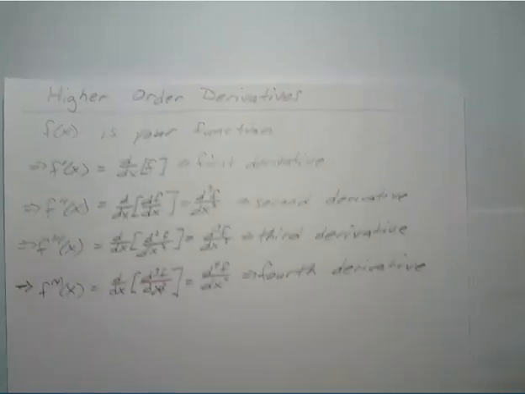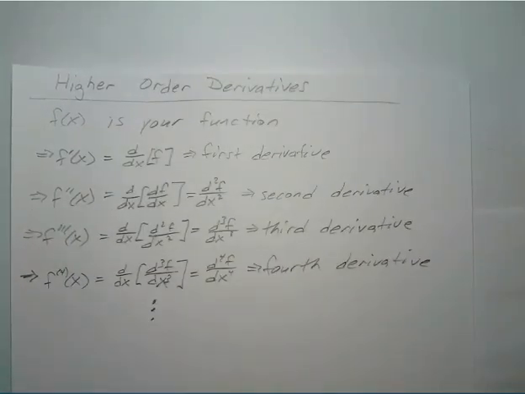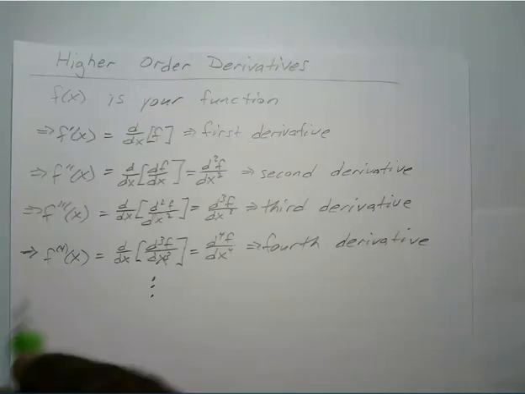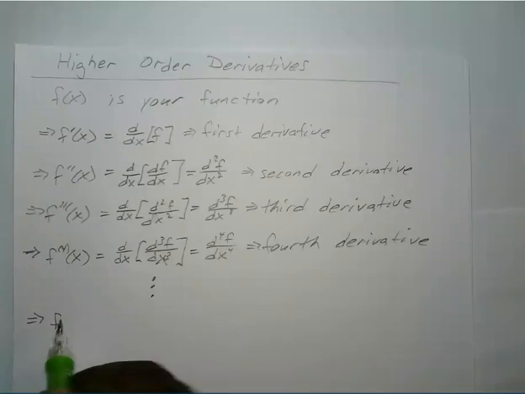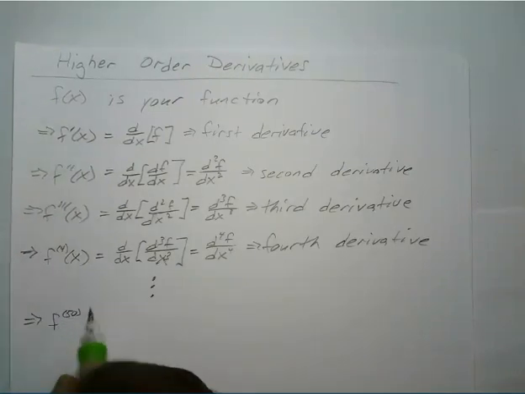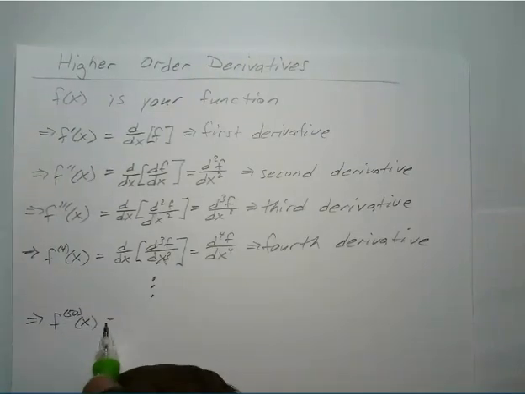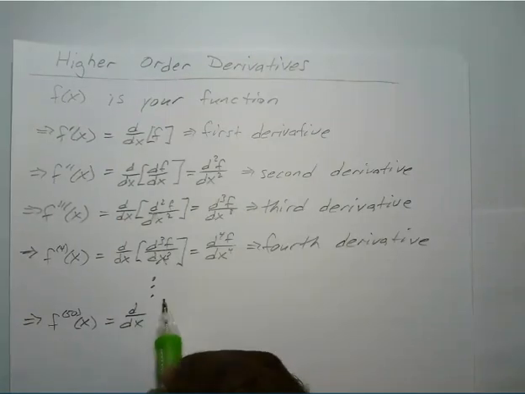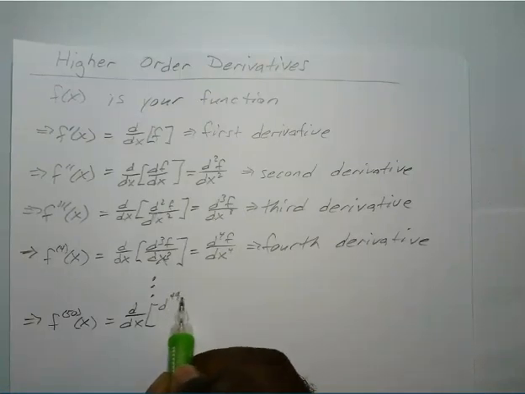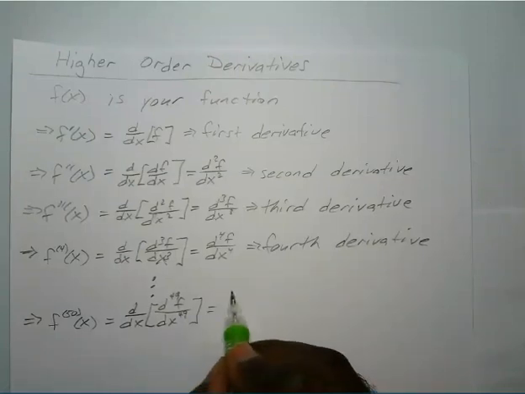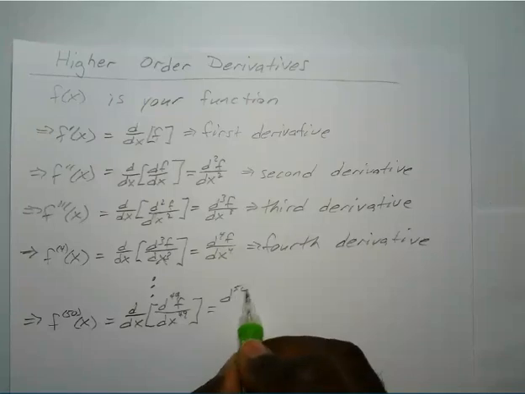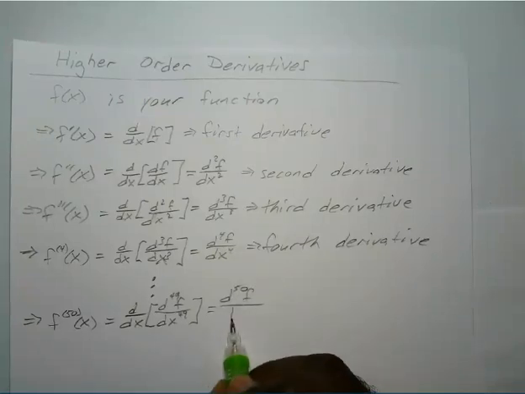Now from there, it just keeps going and going as far as you want. So let's say you want to find your 50th derivative. Your 50th derivative of x would equal the derivative of your 49th derivative, which would give you the notation of your 50th derivative.